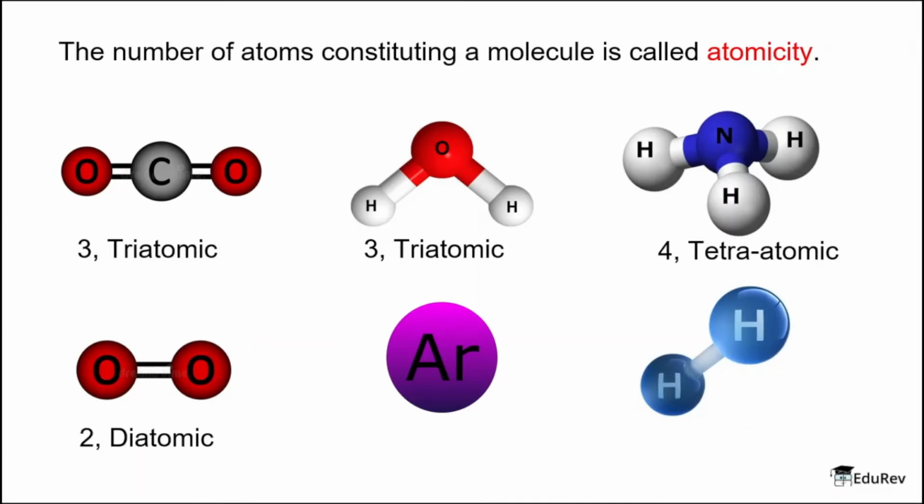Oxygen gas again has two atoms combining, and that is why it is diatomic. Argon gas is only made up of a single atom, and there is no formation of molecule here, and that is why it is monoatomic, having the atomicity of 1. Hydrogen gas has the atomicity of 2 because it has two atoms combining together.